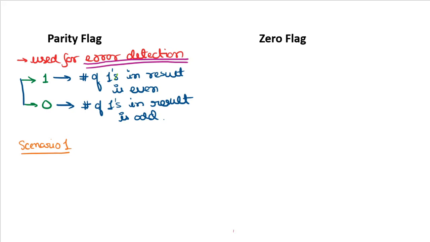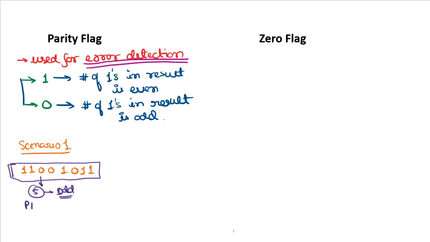Let's suppose we have value 11001011. This value is stored in accumulator register. Now we can see that 1 2 3 4 5, there are five ones, right? Now it is odd, right? So for this particular scenario parity flag will be 0.